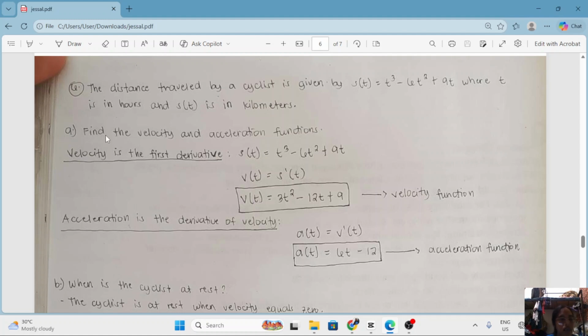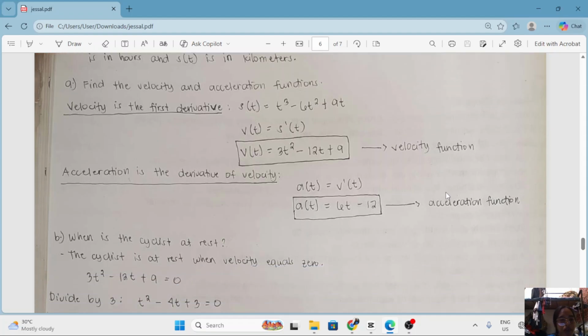Letter A, find the velocity and acceleration functions. Again, velocity is the first derivative. Our original function, as I said, we have to take note of that: S of t is equal to t cubed minus 6t squared plus 9t. So our velocity v of t is equal to s prime of t, so v of t is equal to 3t squared minus 12t plus 9. That is our velocity function. To get the acceleration, that is actually the derivative of our velocity. So we have to use this one.